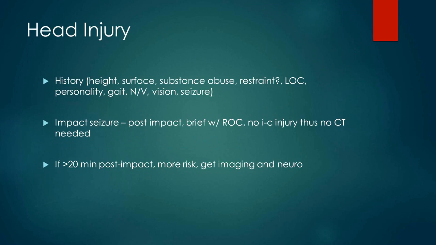History: what caused the head injury? Did they fall from height? Did they hit a surface? What surface did they hit? Was there any concern for substance abuse? Was the patient restrained in a motor vehicle? Were they ejected from a motor vehicle? Was there loss of consciousness? What's their personality? Are they acting like their normal personality? Were they able to ambulate? Do they have a normal gait? Are there any of these significant findings? Impact seizures: did they have the seizure post-impact? Was it briefly, with return of consciousness? Anything along those lines. If it was 20 minutes post-impact, more risk, get imaging and neuro.